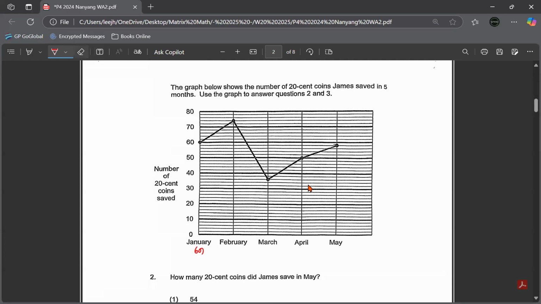So children, if you are not accurate with your value, your answer could be wrong, okay? So this is 60 20-cent coins. February is 70, 72, 74. March is over here, 30, 32, 34, 36. April is exactly 50. May is 50, 52, 54, 56, and 58. Okay, so you have all the values.